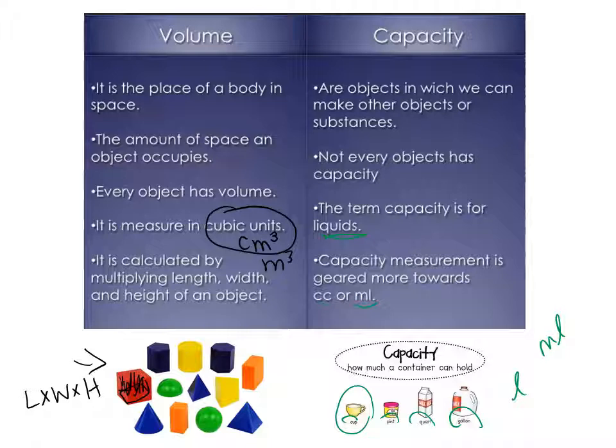Not every object has a capacity, right? If you were going to say how much does this orange block hold? Well, nothing, because it's a solid orange block. It takes up space, it has a volume, but it doesn't have a capacity. It doesn't have the ability to hold macaroni.